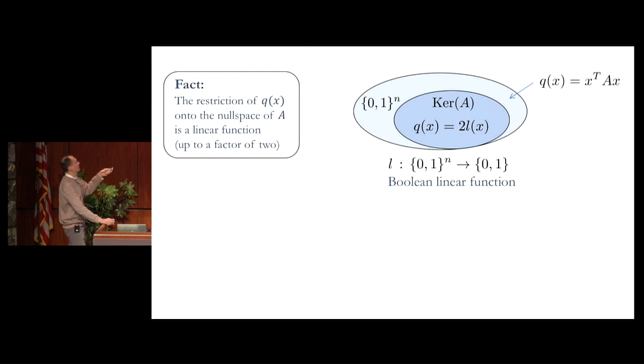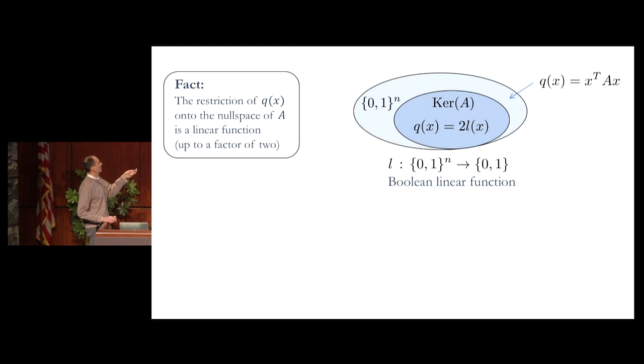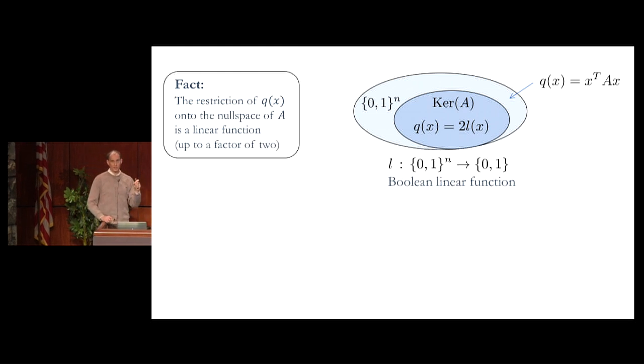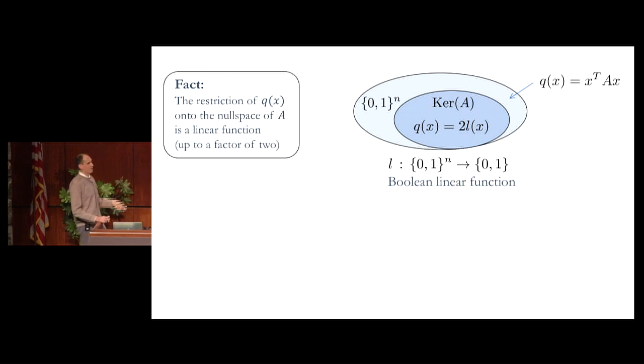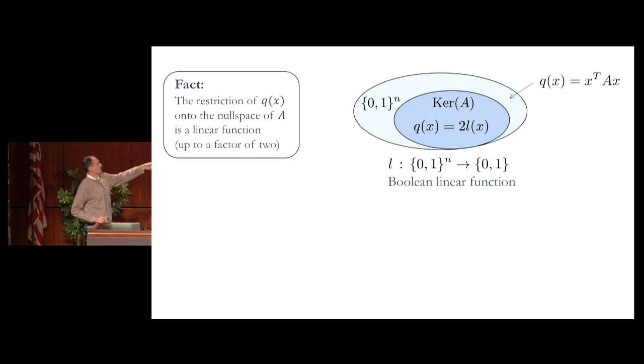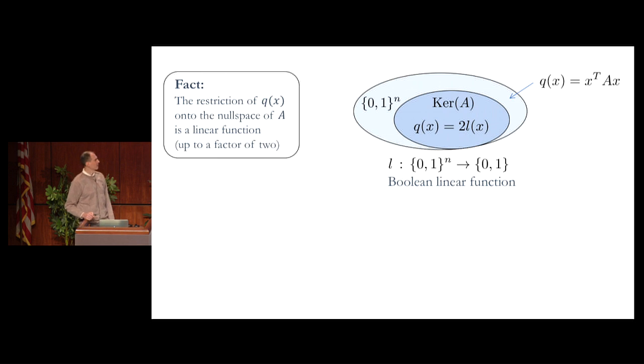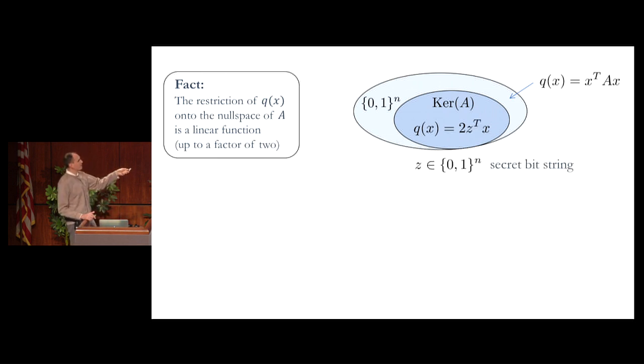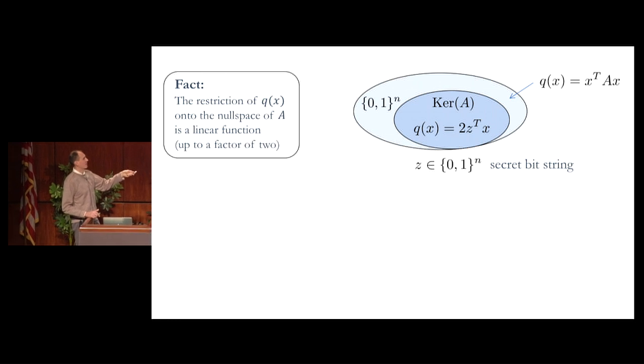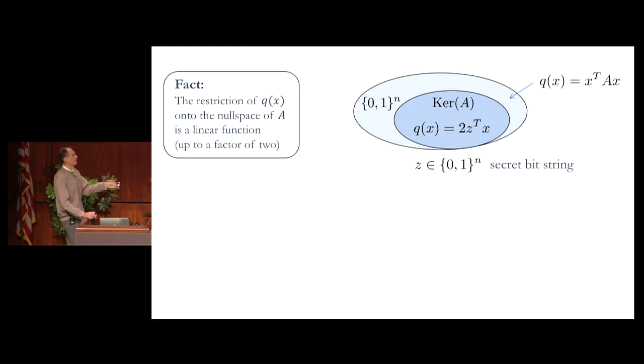More generally, one can easily show the following property. If we take this binary quadratic form and restrict it to the null space of A, then we get some Boolean linear function. More precisely, we can represent Q of x as 2 times some Boolean linear function L of x, and this is true for all x in the null space of A. Any Boolean linear function can be parameterized by this secret bit string z. The linear function is just the inner product between z and x, up to this factor of 2.